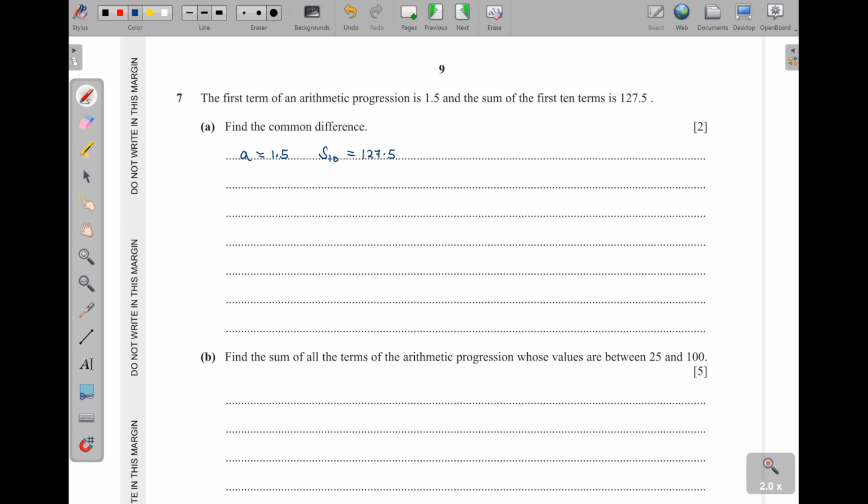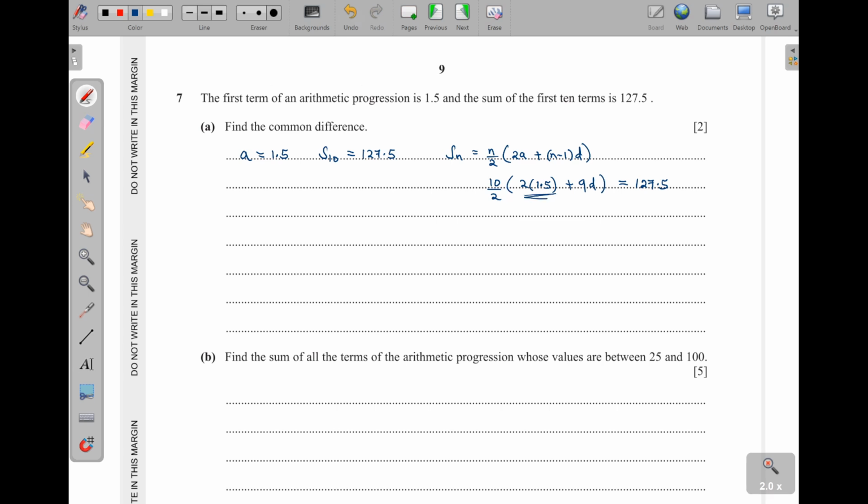127.5. Okay, but we know that the sum of the first n terms of an AP is n over 2 into 2a, then plus n minus 1 d. Now we can substitute here. This is 10 over 2 because it is the sum of the first 10 terms, then 2 times the 1.5, then plus 10 minus 1, that is 9 times d. Then here we shall equate to 127.5. This is a 5.